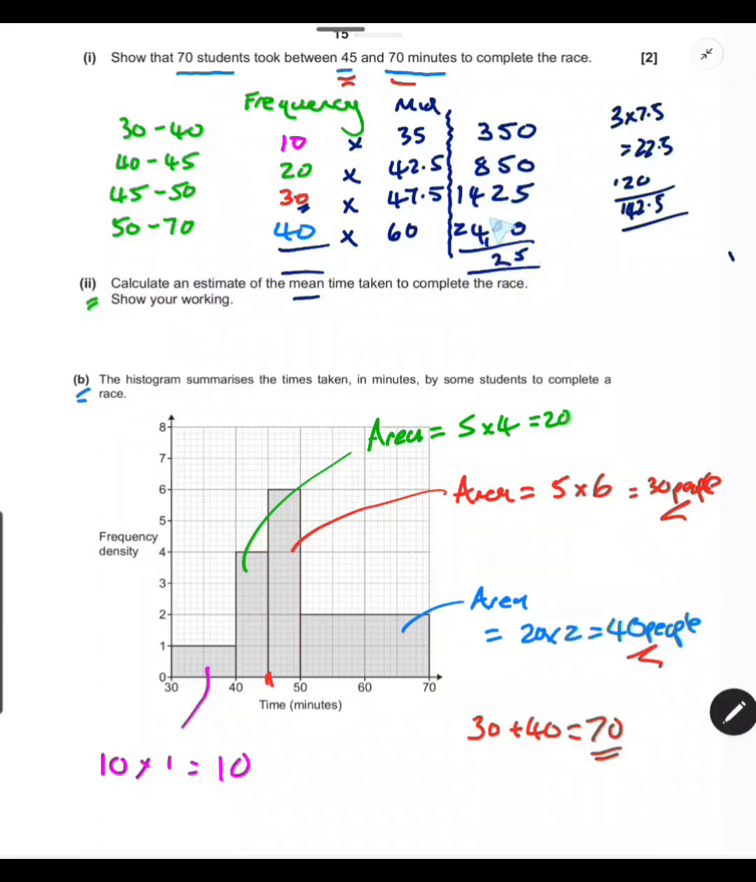8, 9, 10, 11, 15, 19, 20. And then 2, 3, 4, 5. So I've got 5025 there. Add my frequencies, 10, 30, 60. That's nice, that's 100. So all I've got to do is 5025 divided by 100, which is 50.25.